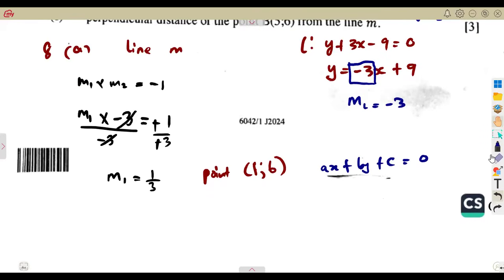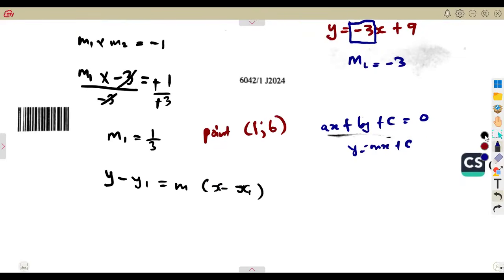In this case, I would favor using the format y minus y1 is equal to m into x minus x1. Yes, you can even use the gradient concept of y is equal to mx plus c, substitute the gradient, which is fine. You can still change it thereafter. So this one is just y minus y1, which is from the point. Remember, this is our x and this is our y from the point that you're given. So y minus 6 is equal to m, the gradient of line M, which is 1 over 3, into x minus x1, that is the value of x that we're given, which is 1.